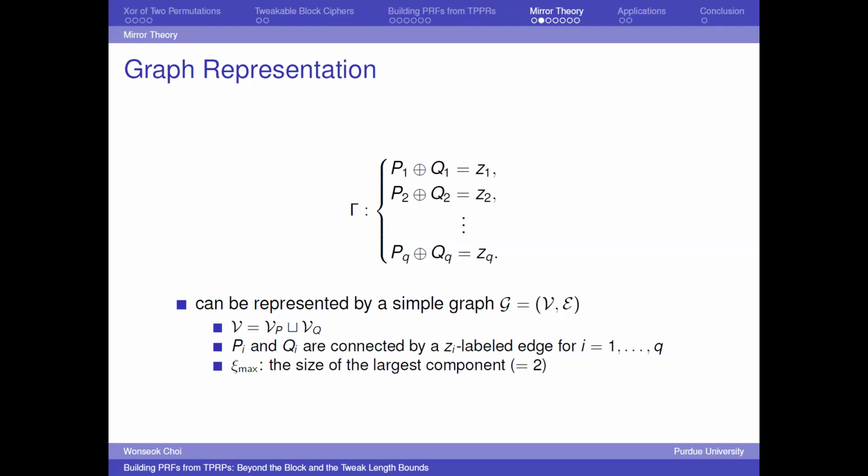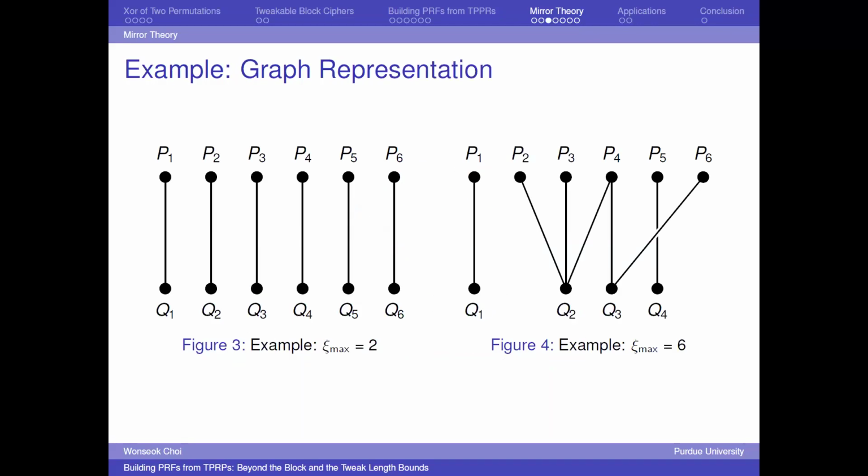To make this system of equations easier to understand, we can represent it as a simple graph by making the random variables vertices, with each equation denoted by an edge, and each edge carrying a label with the constant. We define a variable ξmax, which denotes the size of the largest component, but in our paper we only consider ξmax equal to 2. This is an example of the graph representation. When ξmax is 2, the graph is beautiful, while when ξmax becomes large, I don't know, but we don't consider those graphs.